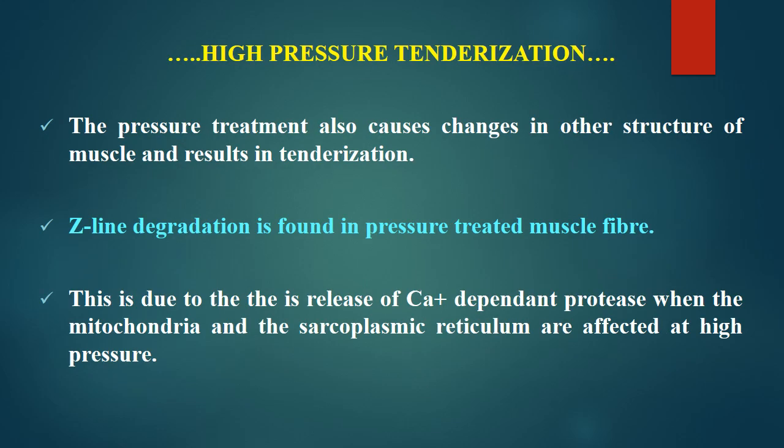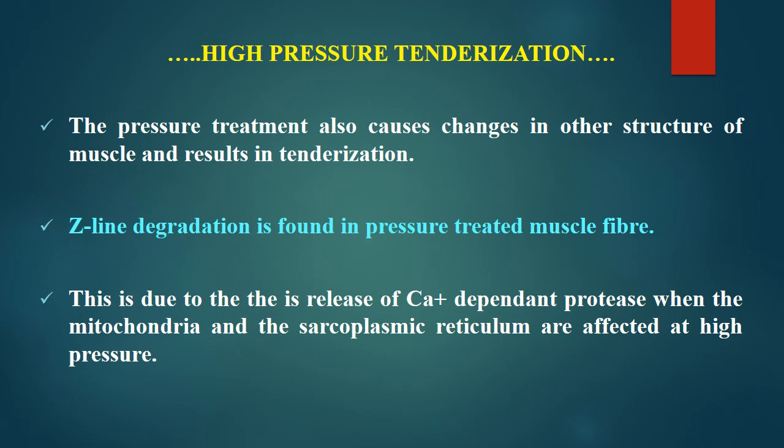In continuation about high pressure tenderization, the pressure treatment also causes changes in other structure of muscle and results in tenderization. So due to the high pressure, there is a structural change in the muscle and degradation, mainly at the Z line. So Z line is the place where the sarcomeres are joined together. So this Z line degradation causes tenderization through this high pressure treatment.